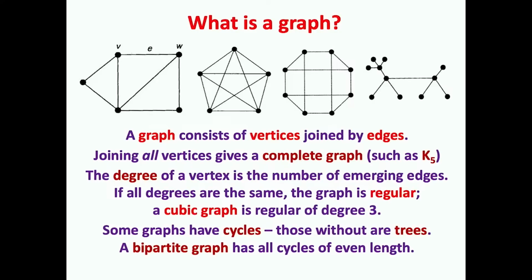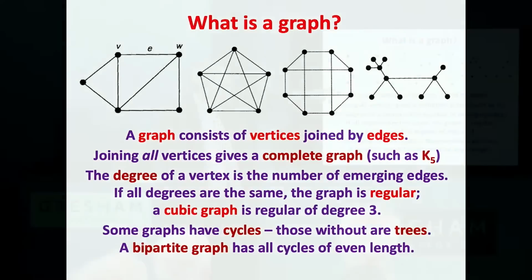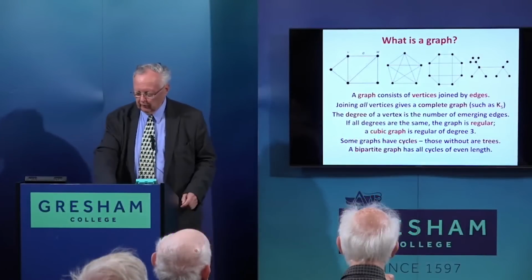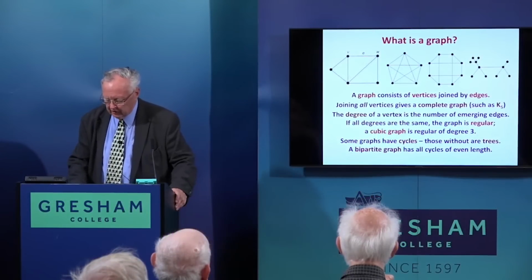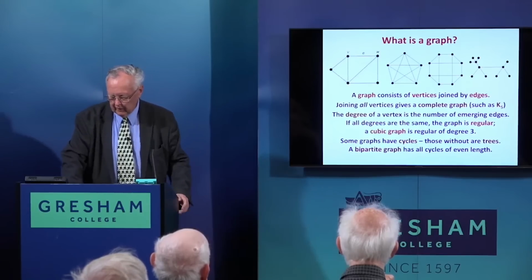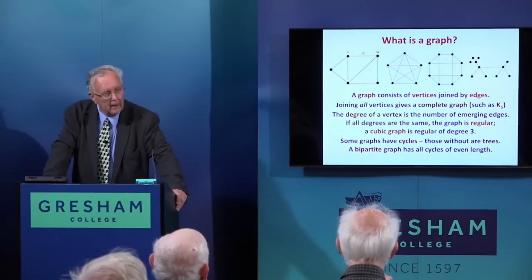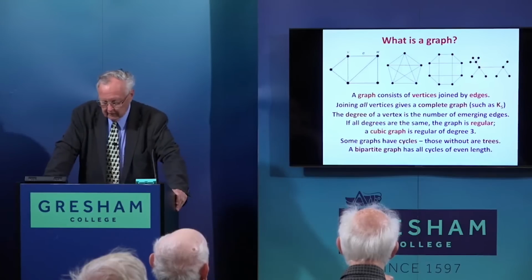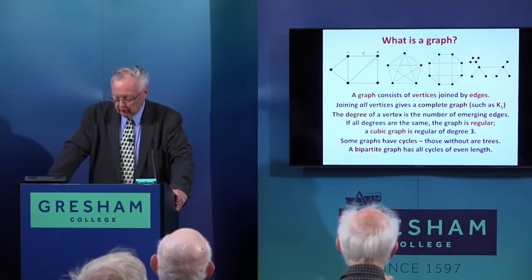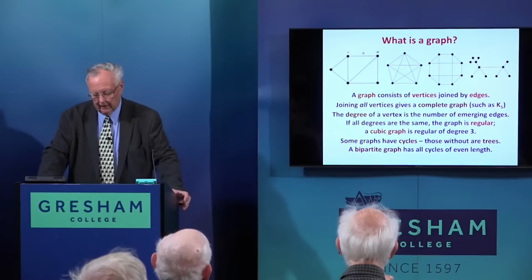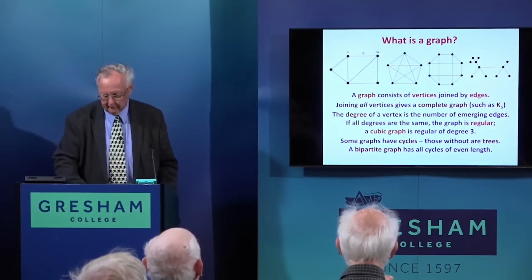For any vertex, the number of emerging edges is its degree. So the first graph has 2 vertices of degree 2, that one and that one. It has 2 vertices of degree 3, this one and that one, and a vertex of degree 4. And if all the degrees are the same, the graph is called regular. So the complete graph K5 is a regular graph of degree 4. There are 4 edges out of each vertex. The third graph is also regular, this time of degree 3, and we sometimes call it a cubic graph.